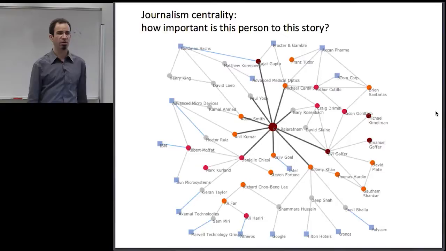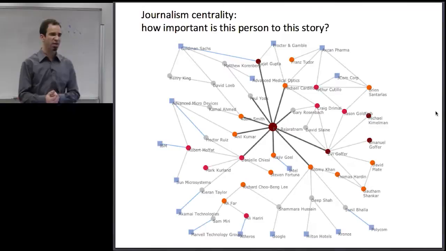So that's a situation where centrality might give you an interesting answer, because it might tell you. So you download this database from the FEC, right? Let me show you what this stuff looks like.